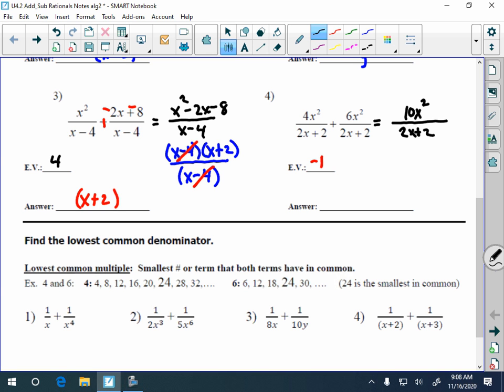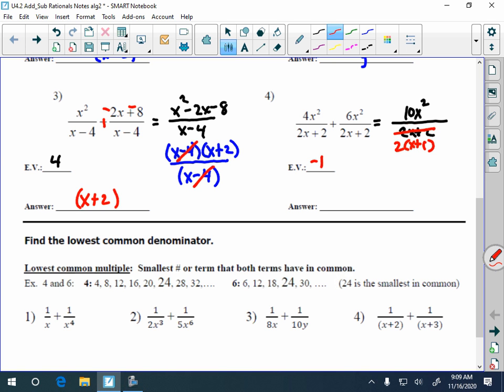Now we want to try to factor. Well, this time the denominator factors instead of the numerator. So we can pull a GCF out. I can pull a 2 out, so just cross that out. I'm left with x plus 1 when I pull the 2 out.